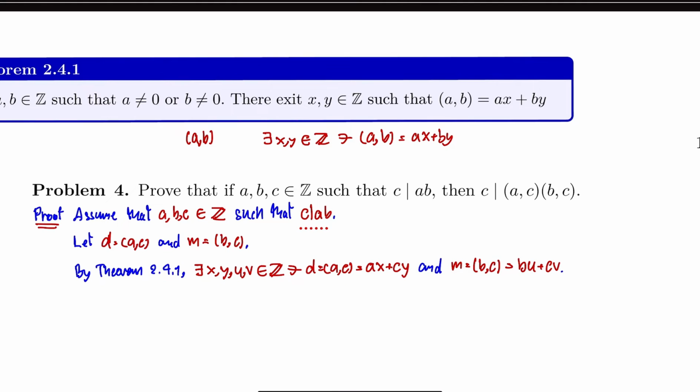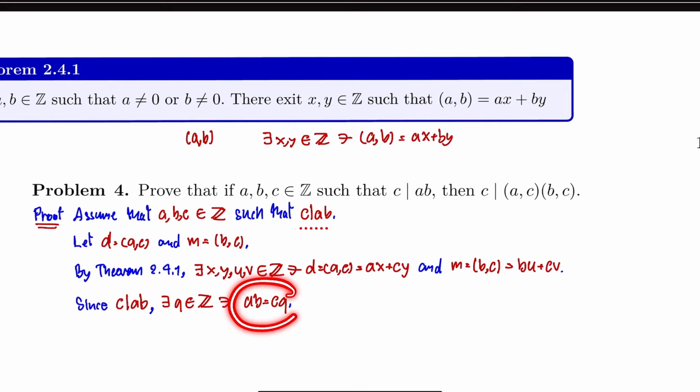Okay, so the next thing we're going to do is to take a look at this one right here, c divides ab. So since c divides ab, what do we have here? We can use divisibility, right? So there exists an integer q such that ab equals cq.